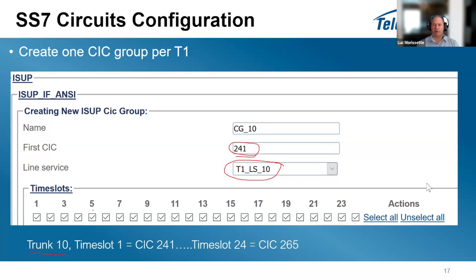So for example, if you choose 241, the first time slot here will be called CIC 241. And the last CIC here will be CIC 265. So this is 242, 243, 244, 245, all the way up to 265. The name here is only important for referencing them in your local configuration. Here I just put circuit group 10, but it may be useful to say, well, this circuit group goes to this destination. So then in your status, you will see this information, and you can better identify why this circuit group is blocked or down or not available.